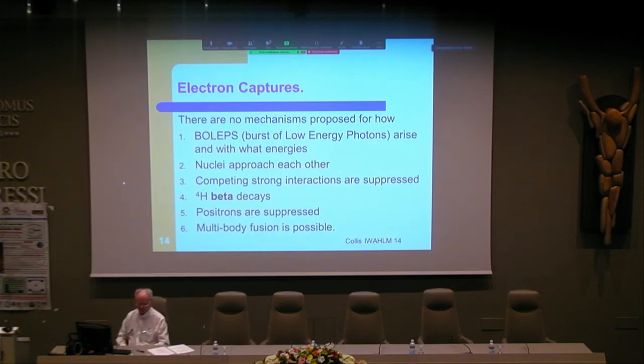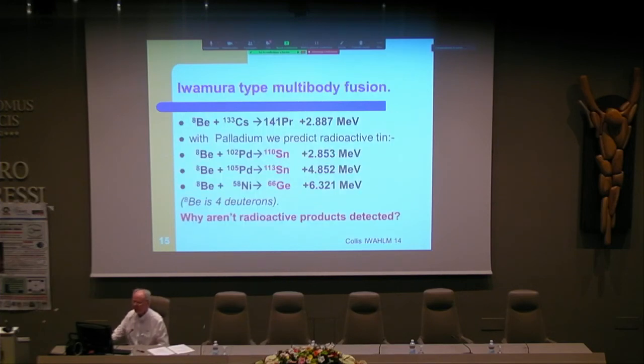We don't see the positrons, which usually occur concurrently when there's electron capture, at least at these kinds of energies. And multibody fusion is, quite frankly, not very likely. If positron emission can occur as a competing mechanism, it usually does. So now I want to pass on, we're still discussing Ed Storms, who also invokes Iwamura-type multibody fusion by multiple deuterons. And in this notation, I've used beryllium-8, which corresponds more or less to four deuterons. And Iwamura detected this first reaction because he showed that praseodymium-141 could be formed from cesium-133.